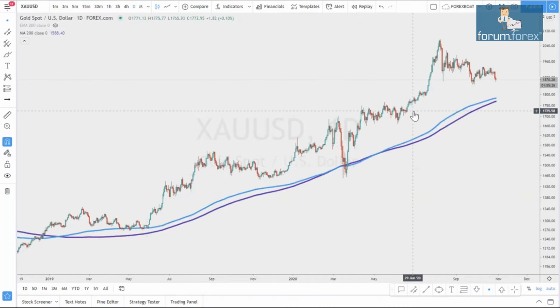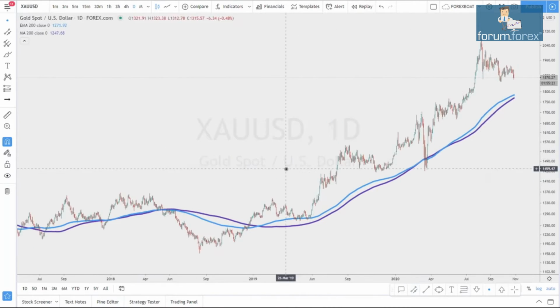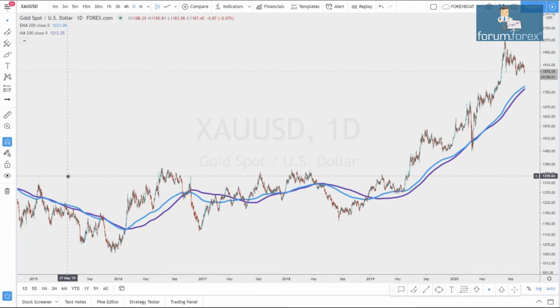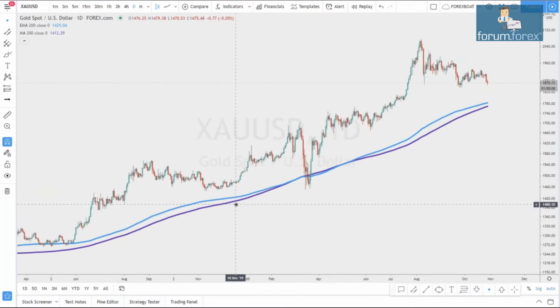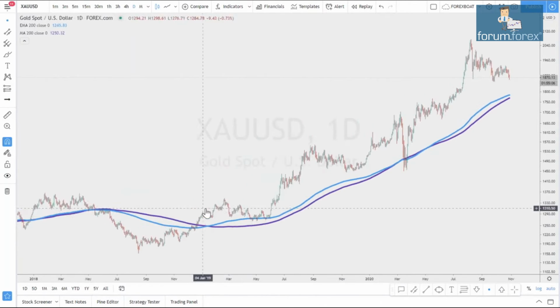How to look at the trend, for example? The most simple way is to use the 200 period moving average on the daily time frame, because it is the most common time frame. I do have here exponential and simple moving averages, two of them, both 200 period, and we can see that as long as the price remains above the moving average, it is simply an uptrend.